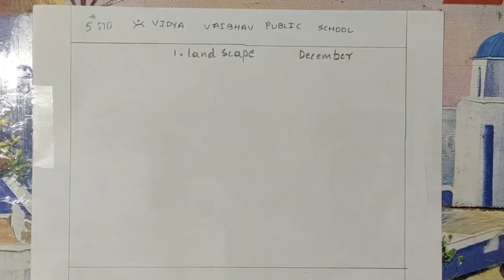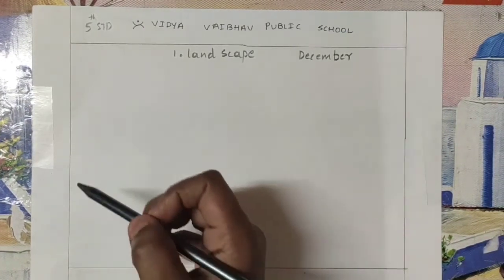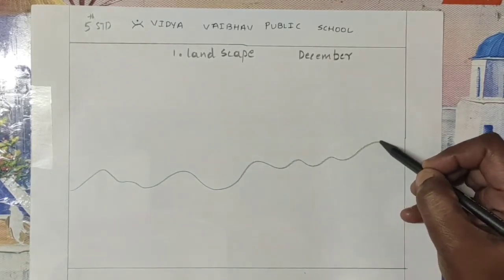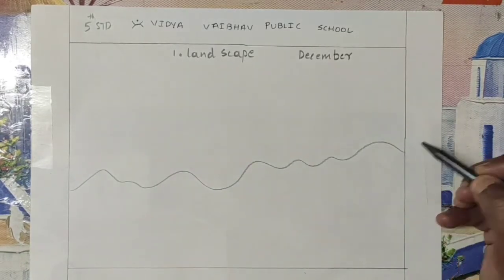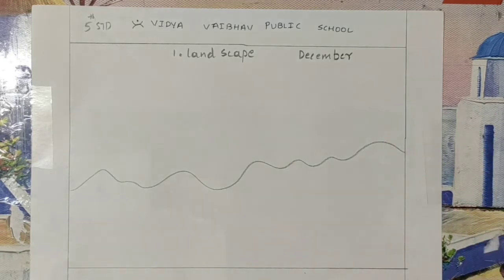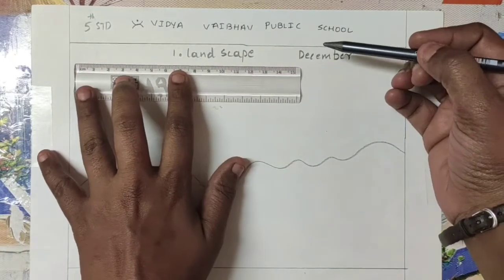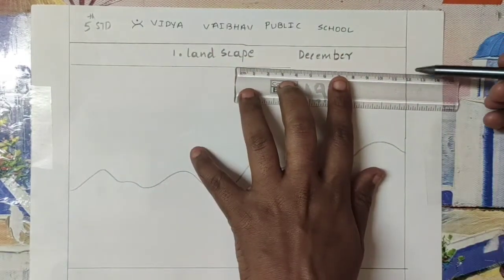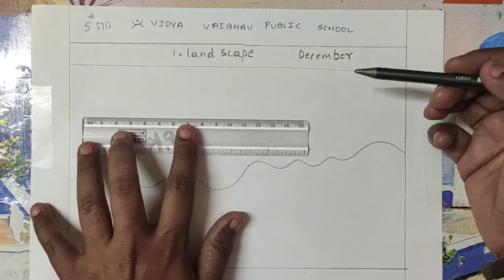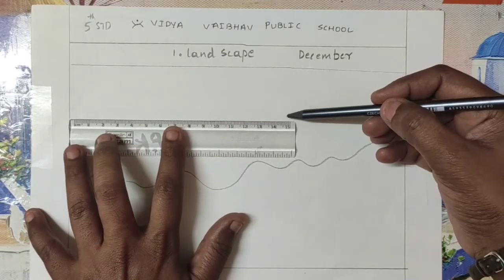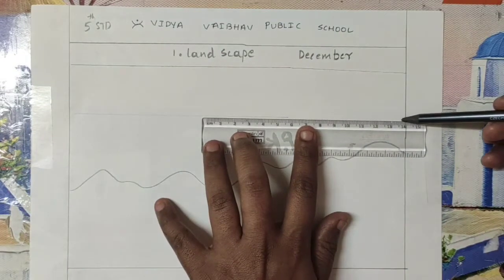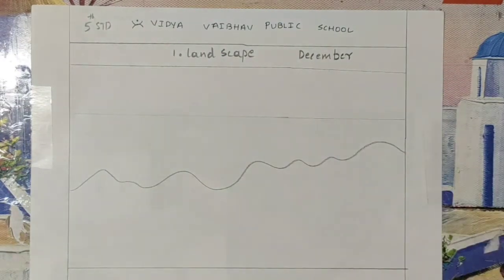So, let me start the work. Just draw a mountain like this randomly. There is no particular height, width, curve and all. You can do it randomly and draw one line above, not to disturb the topic, and draw another line. Okay, two lines you should draw like this.